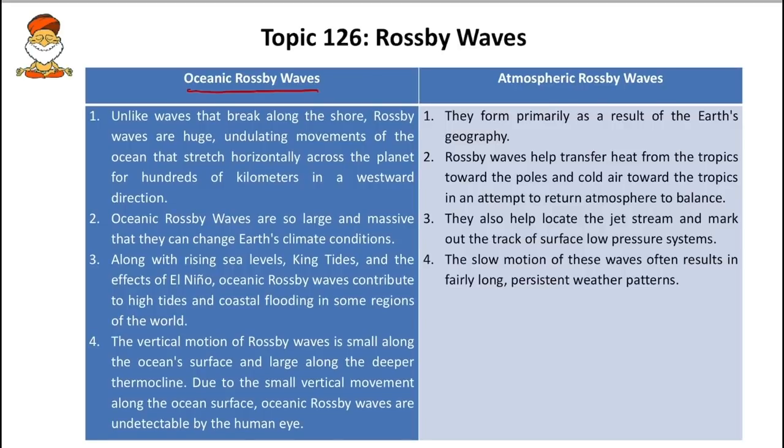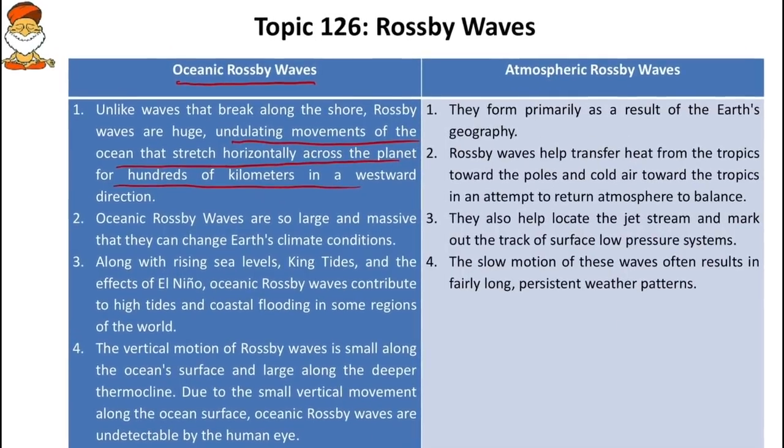We know that waves in the ocean come in many different shapes and sizes. Unlike waves that break along the shore, these Rossby waves are pretty huge, and they are undulating movements of the ocean that stretch horizontally across the planet for hundreds of kilometers. Oceanic Rossby waves are so large and massive that they can change Earth's climate conditions. Along with rising sea levels, king tides and the effects of El Nino, oceanic Rossby waves contribute to the high tides and coastal flooding in some regions of the world.